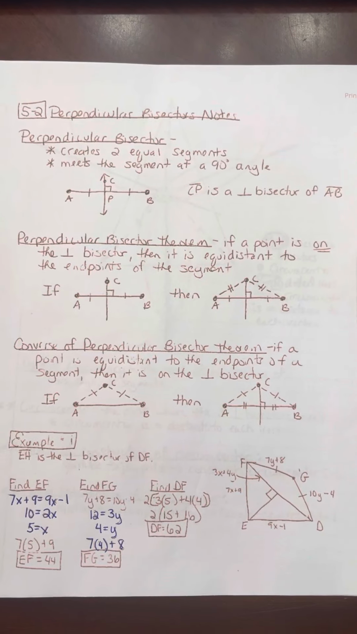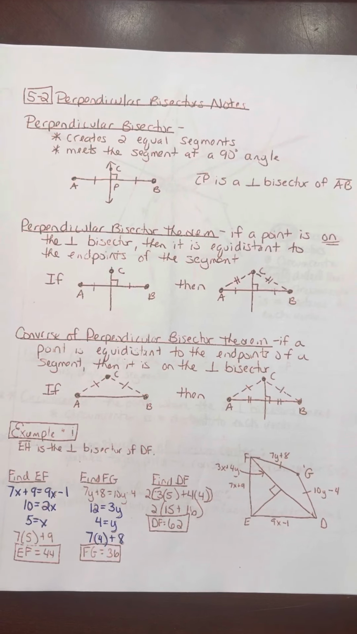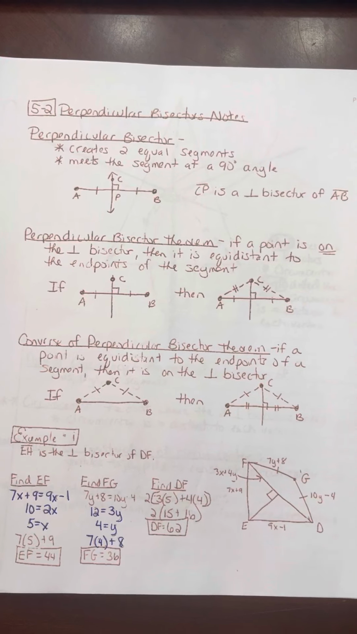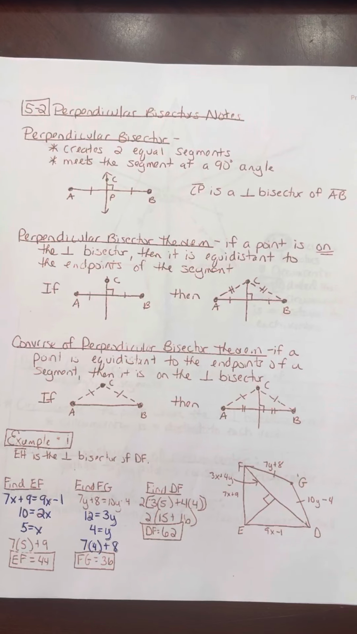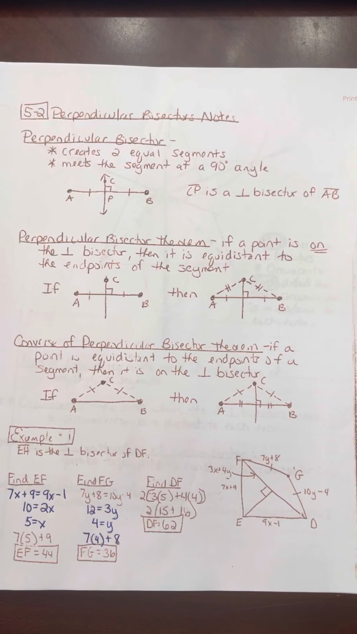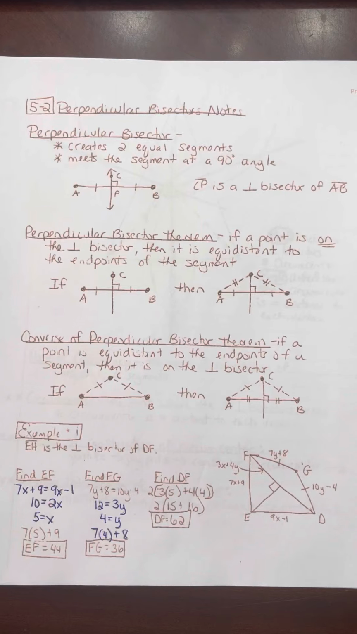This is going to be a little bit awkward. I'm going to do the best I can to make this as clear as I can for you guys. So perpendicular bisectors, we know that a perpendicular line meets another line at a 90-degree angle. We also know that a bisector divides a segment into two equal segments.